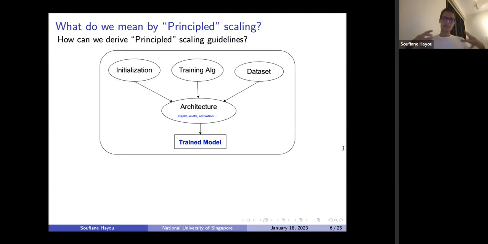So now let us define what we mean by principled scaling. In the most general terms, you can think of a deep learning model as having all these components. So you have the initialization, you have the training algorithm. Initialization is the way you initialize the network. And then you use some training algorithm like SGD to train the network, and you have also your data, right? And the architecture, of course, that depends on the hyperparameters like depth, width, activation, etc. So combining all these components gives you a trained model, right?